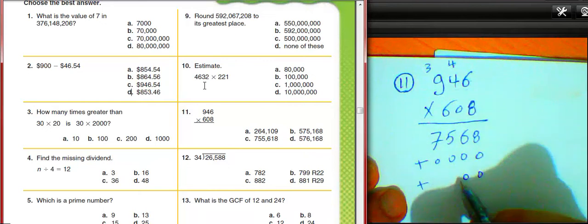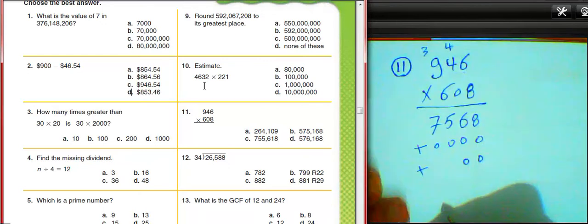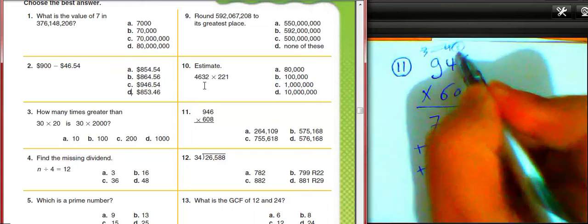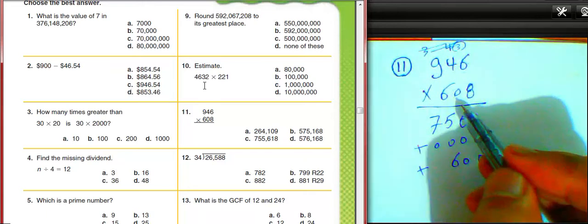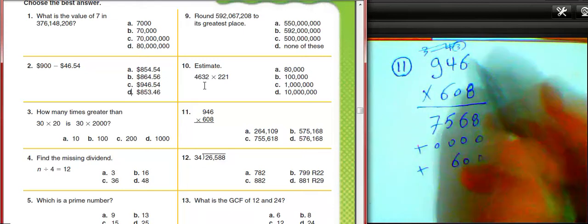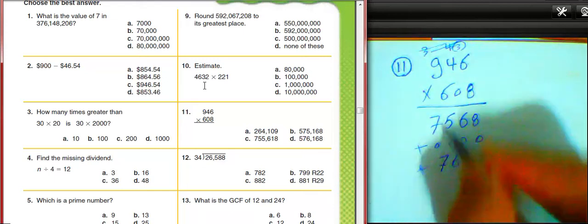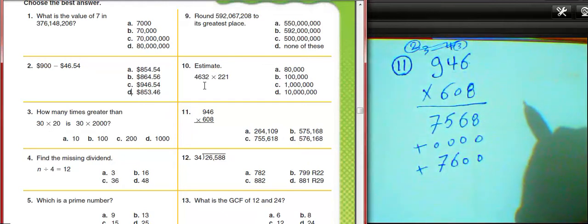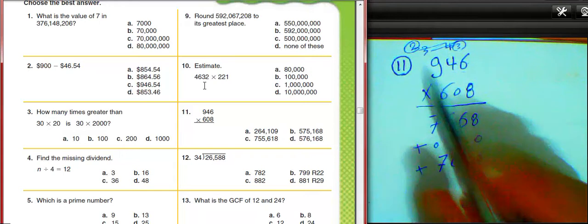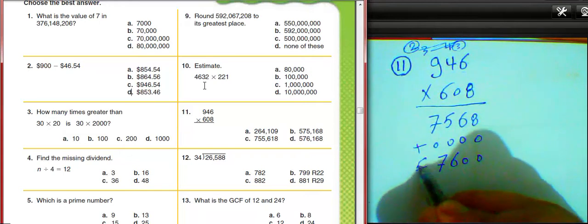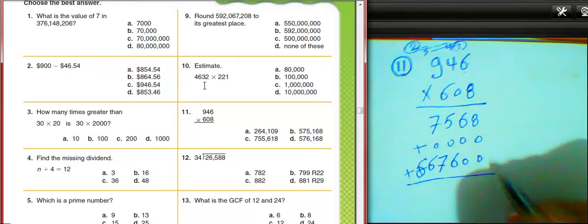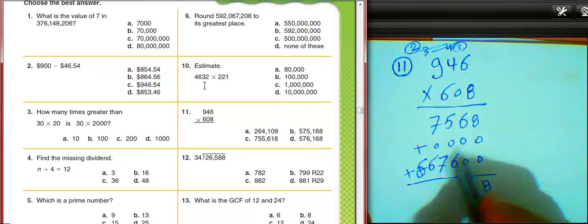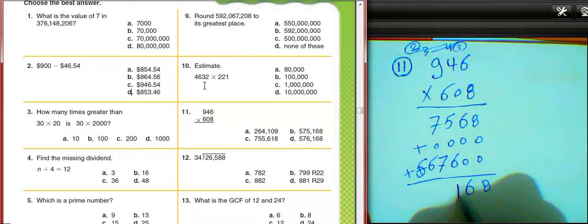6 times 6 equals 36. Write 6 and carry 3. 4 times 6 equals 24. 24 plus 3 equals 27. Write 7 and carry 2. 6 times 9 equals 54. 54 plus 2 equals 56. 8 plus 0 equals 8. 6 plus 0 equals 6. 5 plus 0 plus 6 equals 11. Write 1 and carry 1.